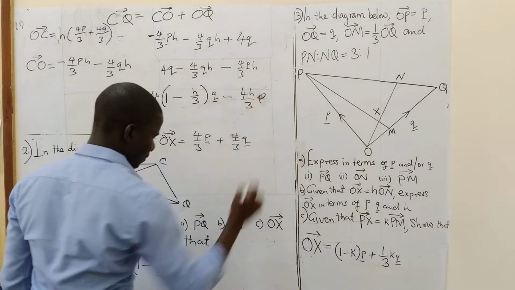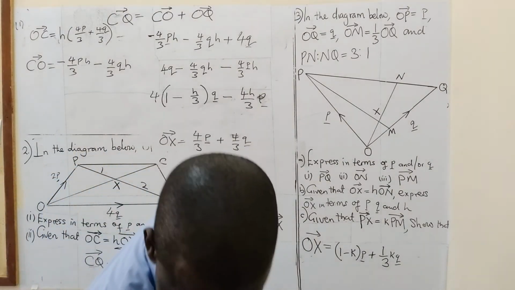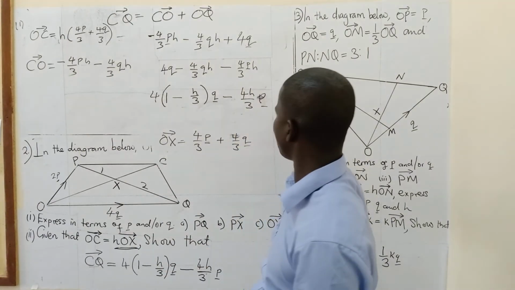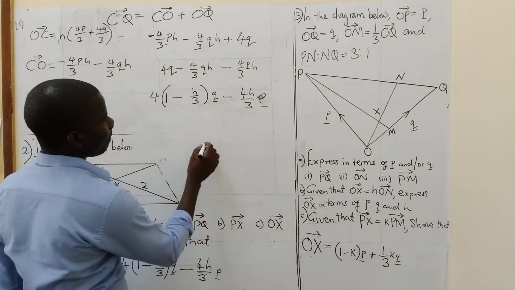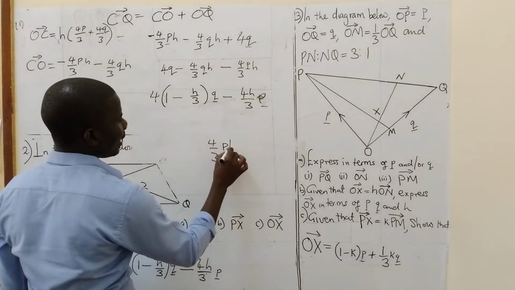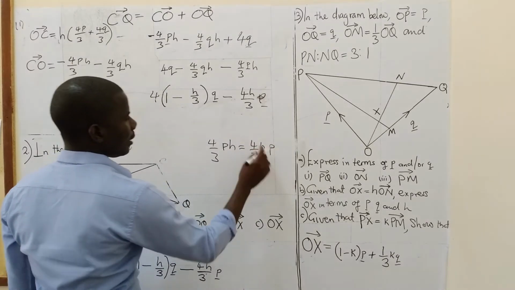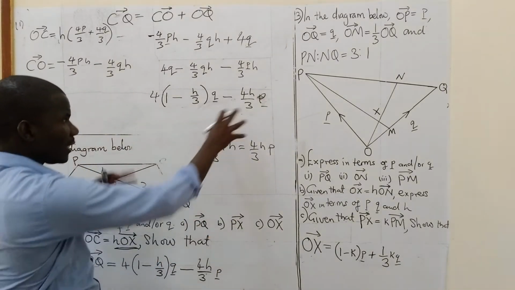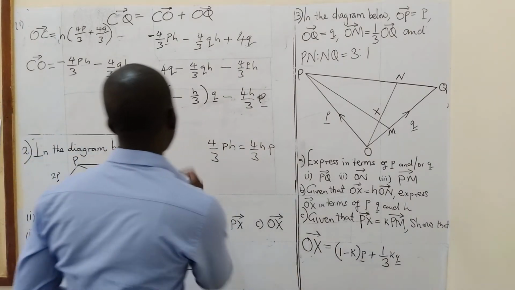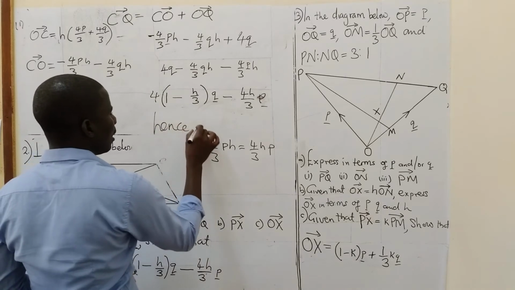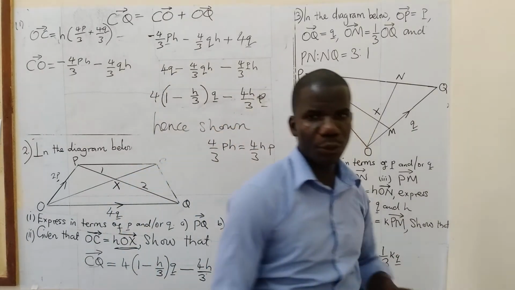p here. This is exactly what we have here. There is no difference. I'm sure you know that multiplication is commutative here. Okay? When we have 4 over 3 ph, this is still the same as hp. Doesn't matter which one starts. So we want just to make sure that we write this thing in the order that this one is written. Then at this point we can say, hence shown or proven. Okay, as shown. So this is what we are supposed to do.